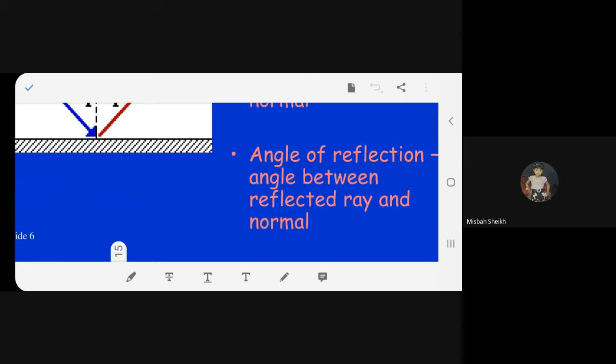Whereas in other slides, what did we learn? The incident ray, the reflected ray, and the normal. Yes or no?